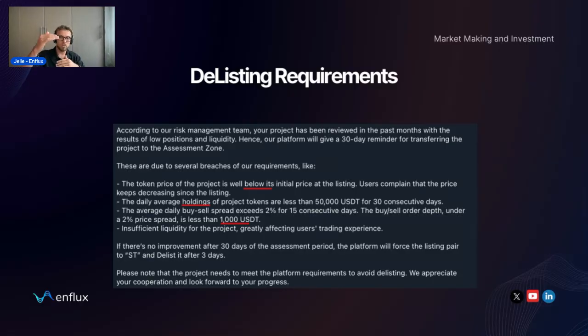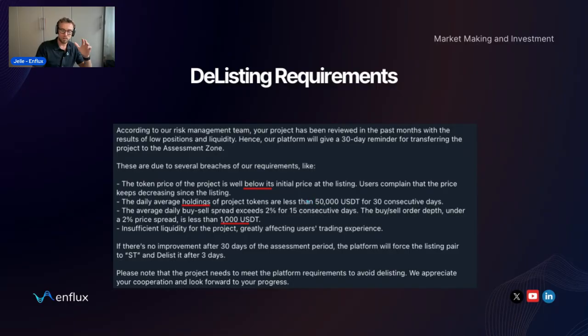What they also focus on, which is not in this one, is that there needs to be at least 50 individual holders of the token. So what they want is a minimum of 50 holders of the token on the exchange, but also they collectively need to hold more than $50,000 on the account.